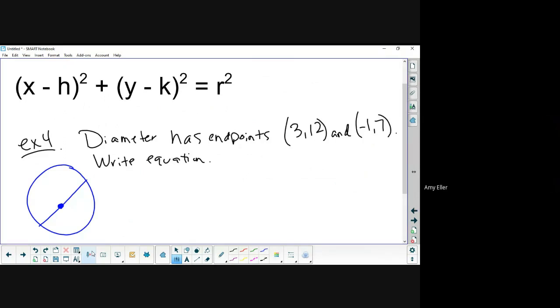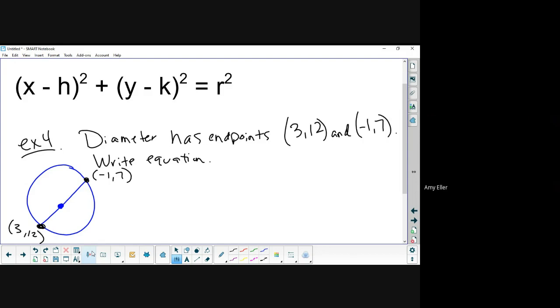Know that one of the endpoints is (3, 12). So I'm going to label it (3, 12), and label your other one. That doesn't have to be to scale. You don't have to get a graph, just a rough sketch.